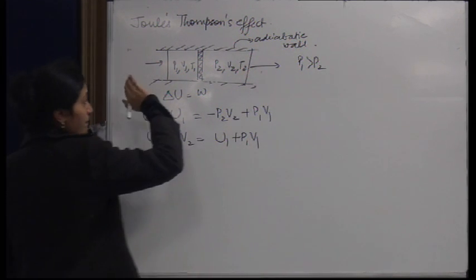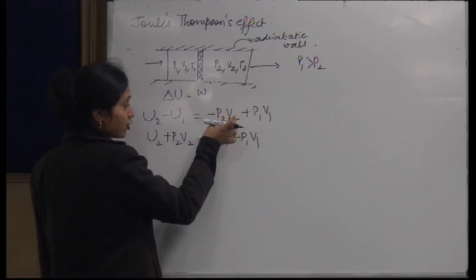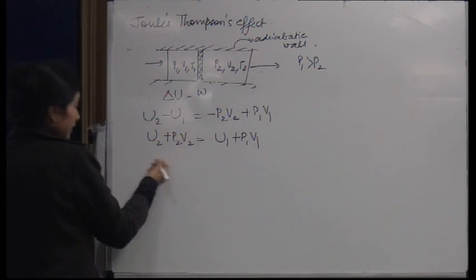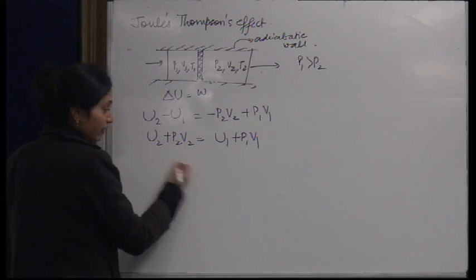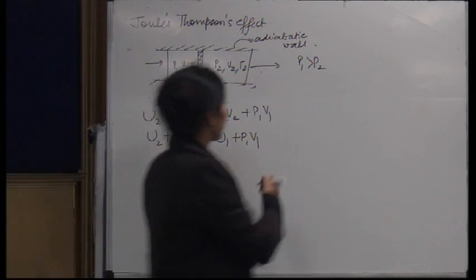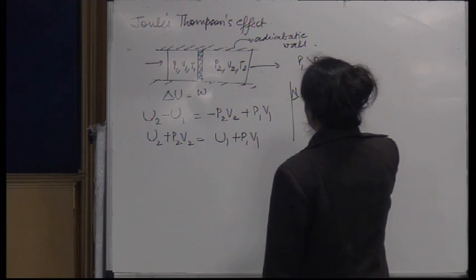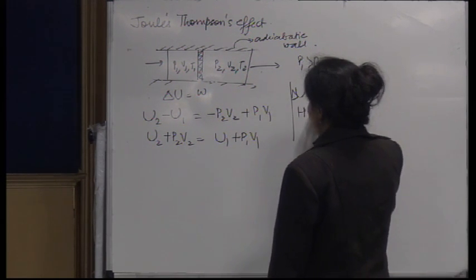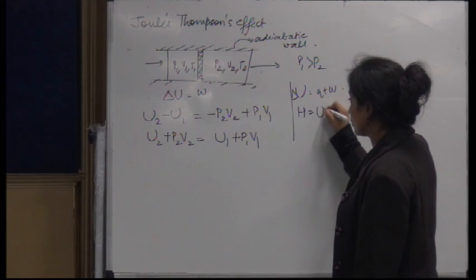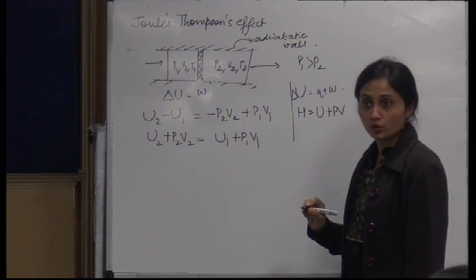And if the pressure is on this side, so it is positive from this side, so it will be P1 V1 and your P2 V2 will be negative. So then when we rearrange, what is your U plus PV? From the first law, we actually saw two entities. One was your U, that was equal to Q plus W, and the other was your H. What is H equal to? U plus PV. H is equal to U plus PV.